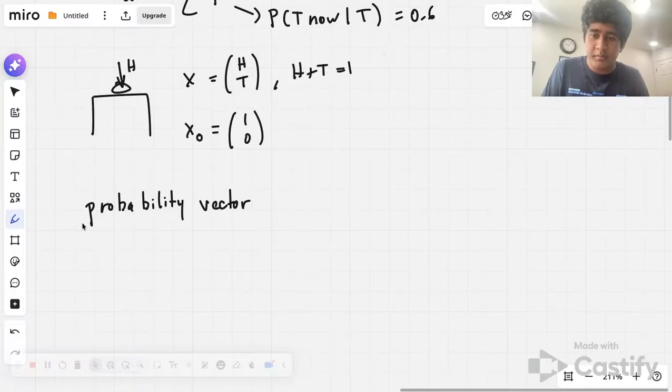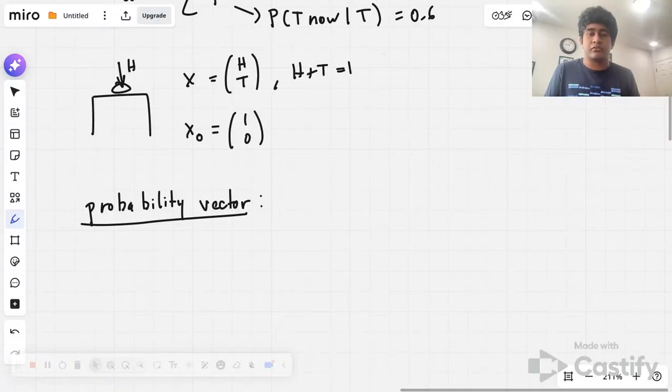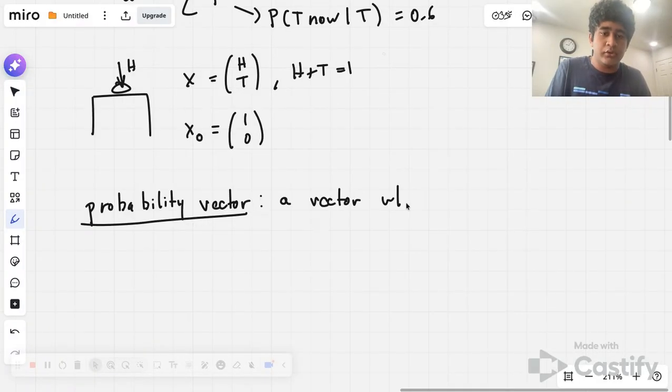So let's define a probability vector, right? So in probability, obviously the probability of something can't be negative, right? It's always going to be 0 or some real number between 0 and 1, right? So we say that a probability vector is a vector with non-negative entries summing to 1.